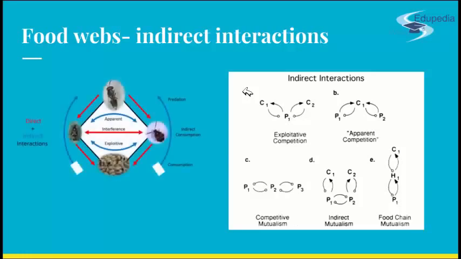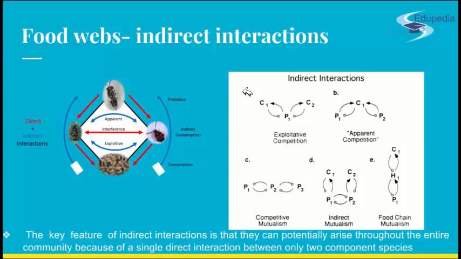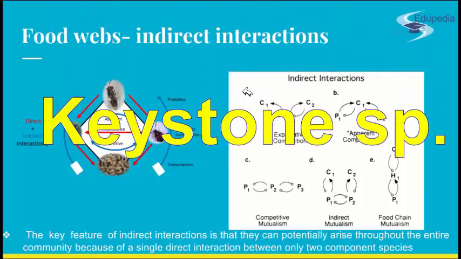Okay, so this is just a scheme with the proper food chain and how it looks, with arrows showing direct and indirect interactions between species, like predation and consumption and so on. The key feature of indirect interactions is that they can potentially arise throughout the entire community because of a single direct interaction between only two component species. And this is the story of keystone species, a really nice and thought-provoking concept.